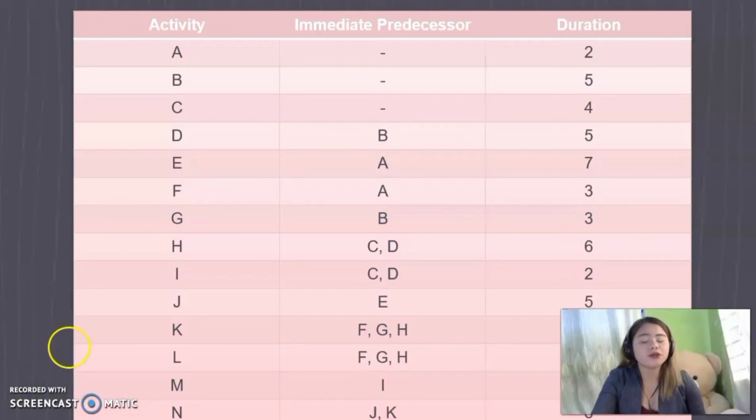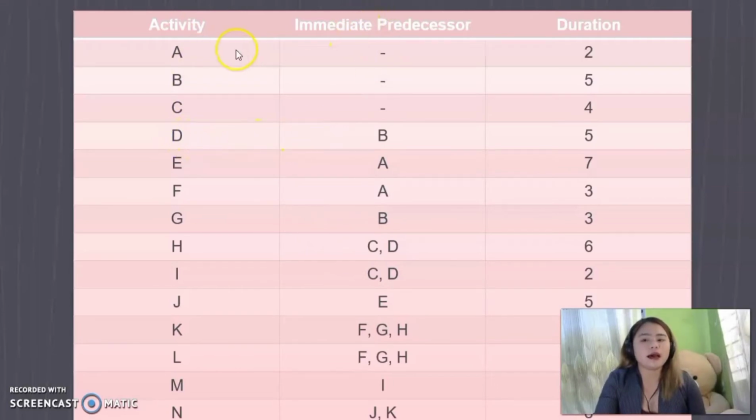But before you draw activity D, just check whether D ends individually or it ends with any other activity. So for that, we have to verify immediate predecessors. Now look at the immediate predecessors column. So as you can see, C and D are immediate predecessors for H and I, which means that C and D both end at the same place. So we're going to now draw the activity D.